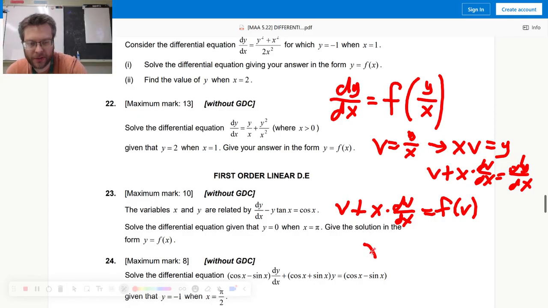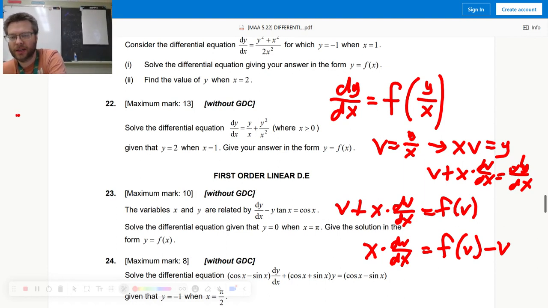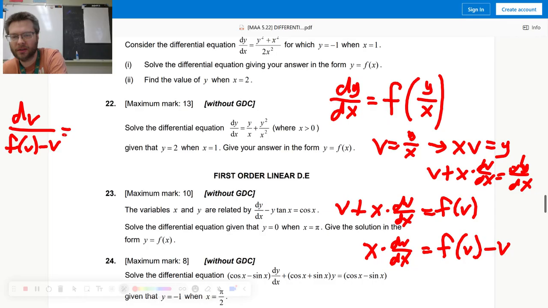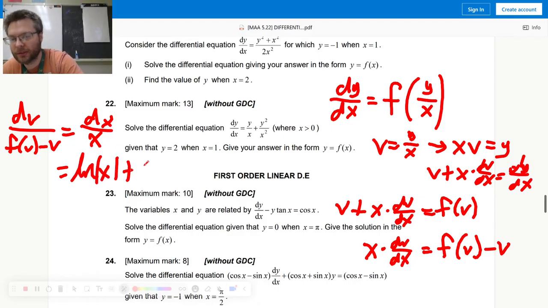If you subtract v from both sides, which is something that I did in the example, I get f of v minus v. And then if I, just like in the example, multiply both sides by dx and divide both sides by x, I end up with this. I have dv over f of v minus v equals dx over x. We know how to handle dx over x. We know that the integral of dx over x is going to be natural log absolute value x plus c.